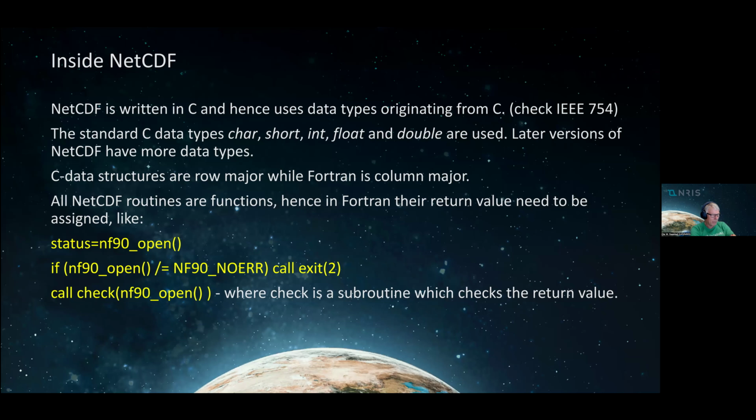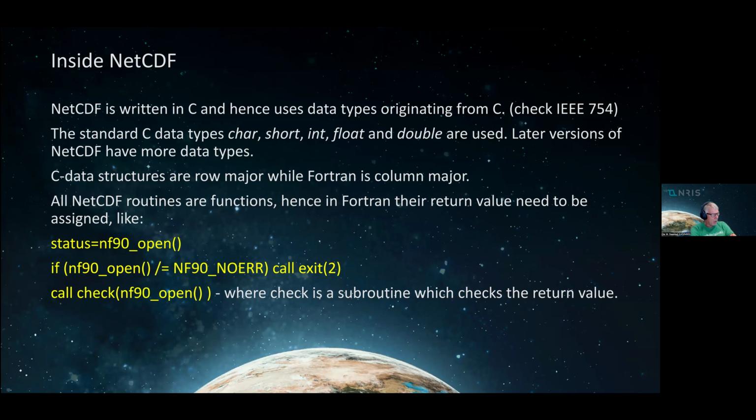That's one way of doing it. You can check the status if you like, or you can just assume it's okay. The next one is to put the outcome of the function into an if test to check whether or not the return value is equal to no error. If it's not, then you call exit. Two is normally user error, so I put in a two here. Exit will just terminate the program.